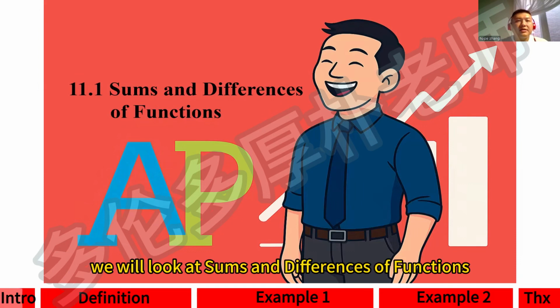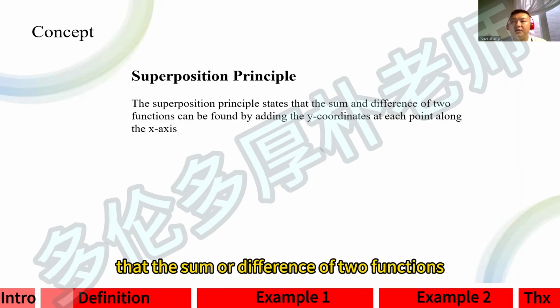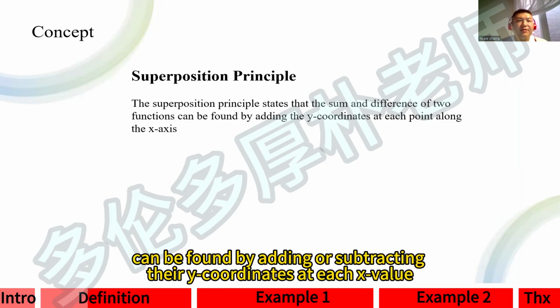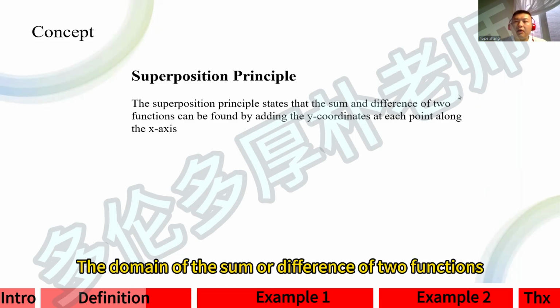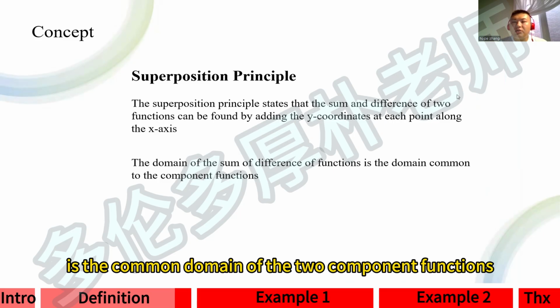Today we will look at the sums and the differences of the functions. The superposition principle states that the sum or the difference of two functions can be found by adding or subtracting their y-coordinates at each x value. The domain of the sum or the difference of two functions is the common domain of the two component functions.